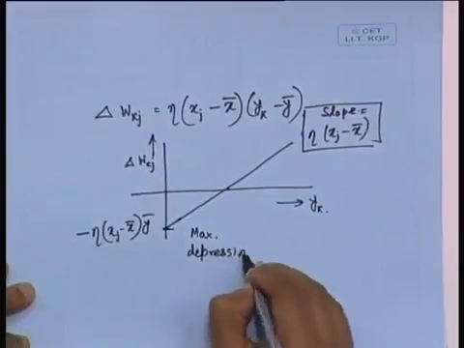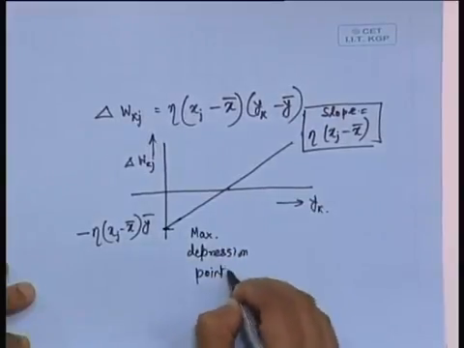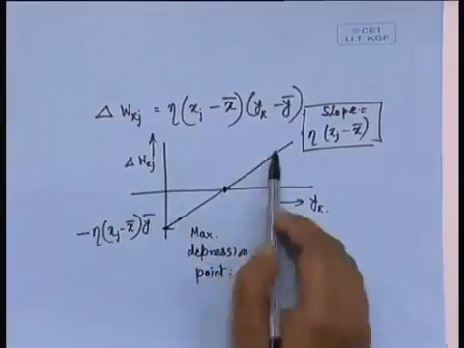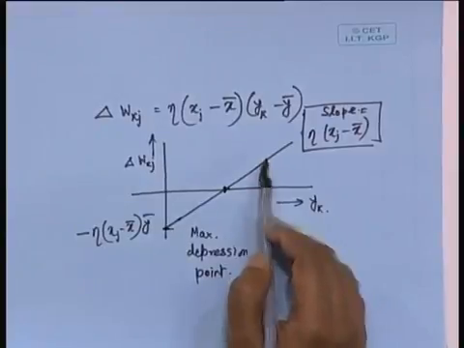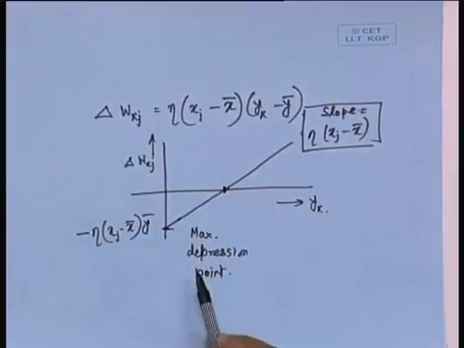So, in this case you can see that it is not that delta Wkj has to increase all the time. When Yk is equal to y bar, in that case delta Wkj is going to be equal to 0, above that it is going to be positive, and below that it is going to be negative. So, the covariance hypothesis has got a stability effect. Yes, any questions on this?